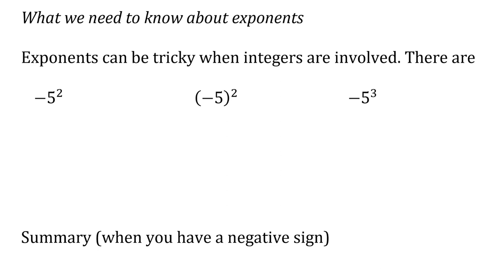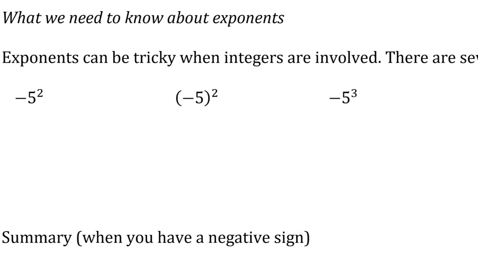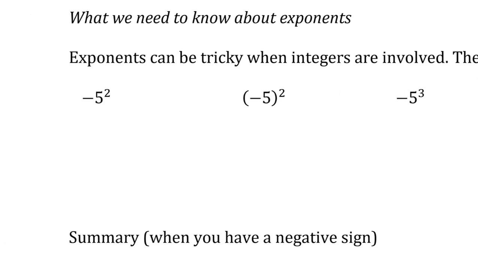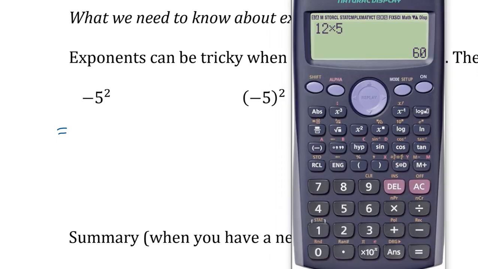Notice that they all look like -5. 2 of them are squared, 2 of them are cubed, or to the exponent of 3. -5 squared, what do you think it is? Negative. Positive 25. So positive 25. Well, the 25 part is right. Let's see what the calculator says. Why is it negative?